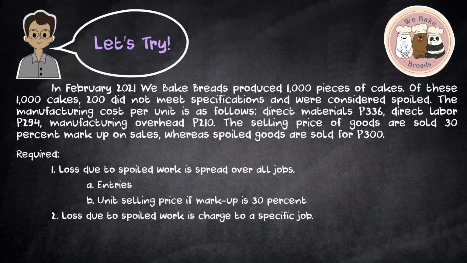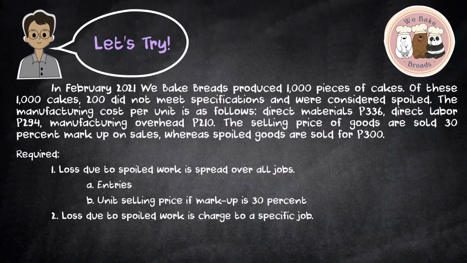Tatagos natin siya, aalamin pa natin si selling price. And number 2, ayan, aalamin naman natin kung magkano yung magiging cost naman daw sa company namin if yung spoiled work is charged to a specific job. So again, mula ulit sa natutunan natin kay Tricia, kapag specific job, saan natin i-charge? Tama, i-charge naman natin ngayon sa work in process account. Again, ulitin natin, kapag all jobs, manufacturing overhead. Kapag specific job, work in process.